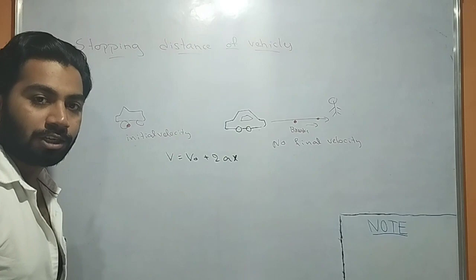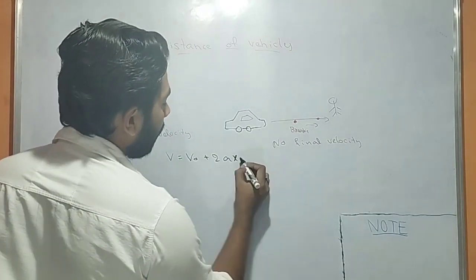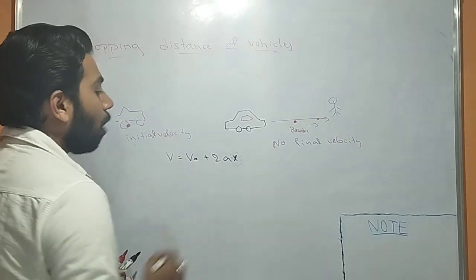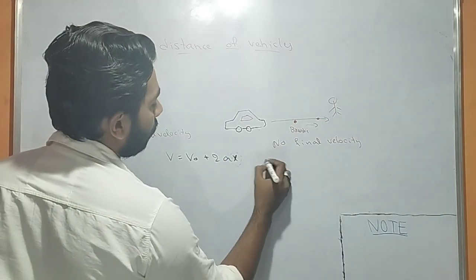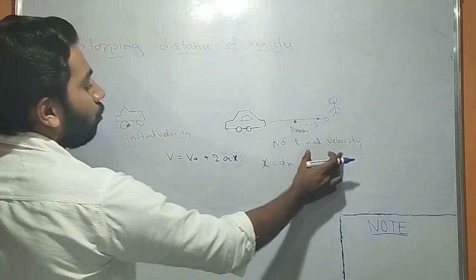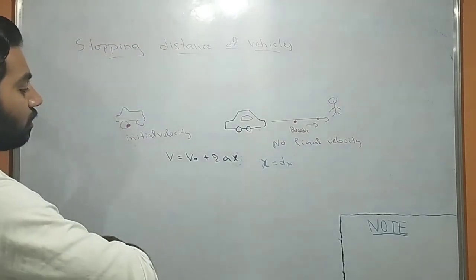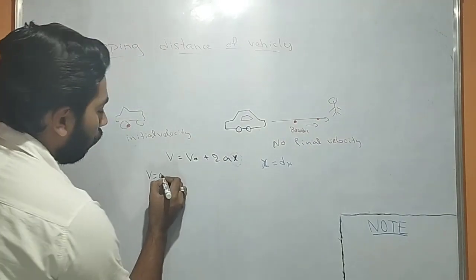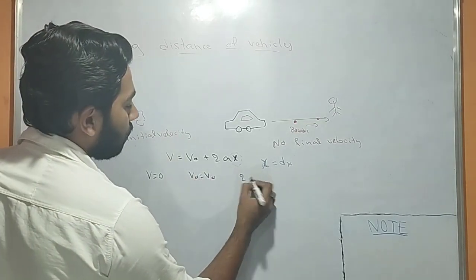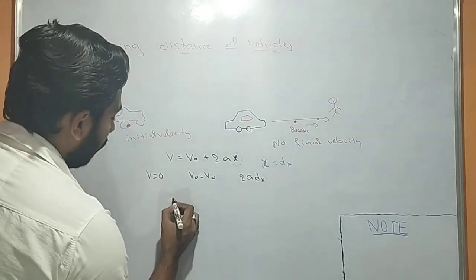We have derived 3 formulas of acceleration, and this is one of them. Now the stopping distance x, let us take the stopping distance x as d of x. Just substitute these values. No final velocity means v is equal to 0, v naught is the initial velocity, you have acceleration a, and x is d of x. Just substitute these values. What will you get?